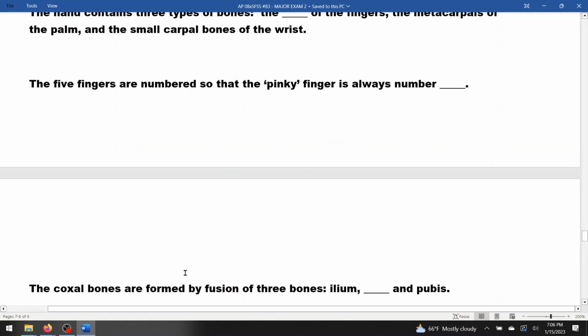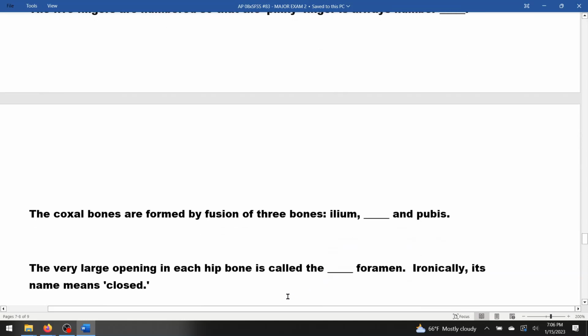The coxal bones are formed by fusion of 3 bones: ilium, blank, and pubis or pubic. And this is the ischium. The very large opening in each hip bone is called the blank foramen. Ironically, its name means closed. That would be the obturator foramen.